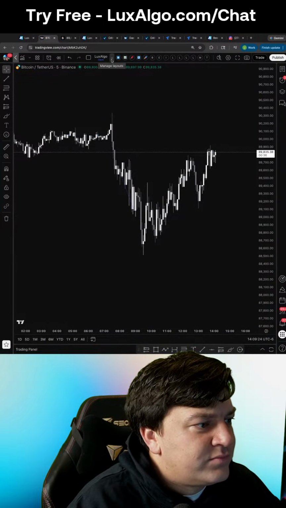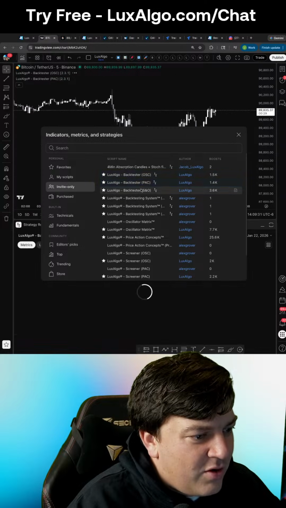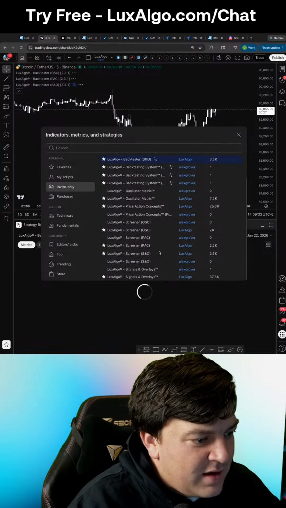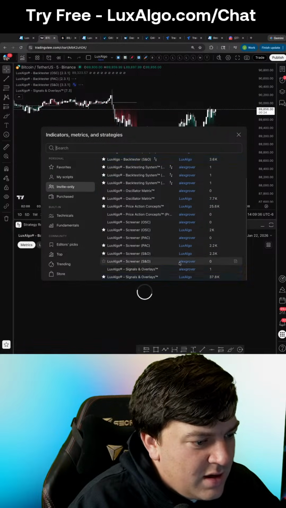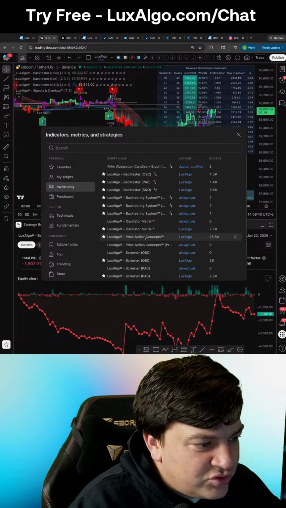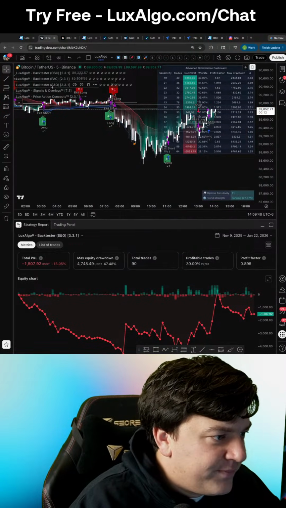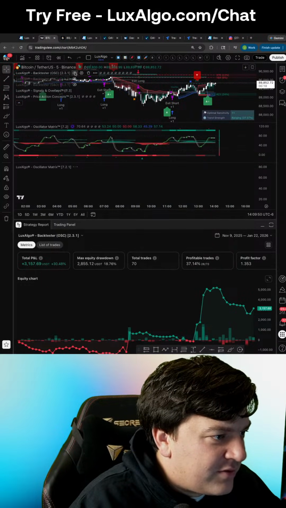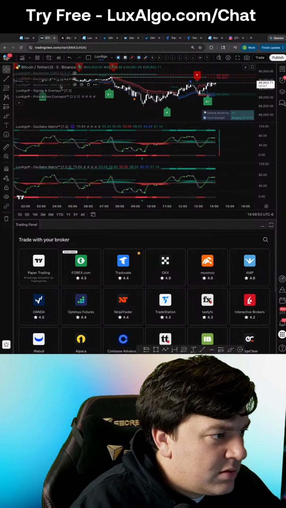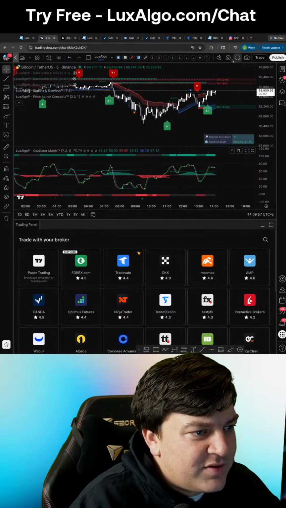Let me add the indicators real quick. I'm just going to add all the back testers and then add all of the indicators as well. Where is it? Price action concepts, oscillator matrix. Okay. So I'm gonna hide all the back testers for now. Leave these up. Oh, there's 2 of these. I'm gonna save this.